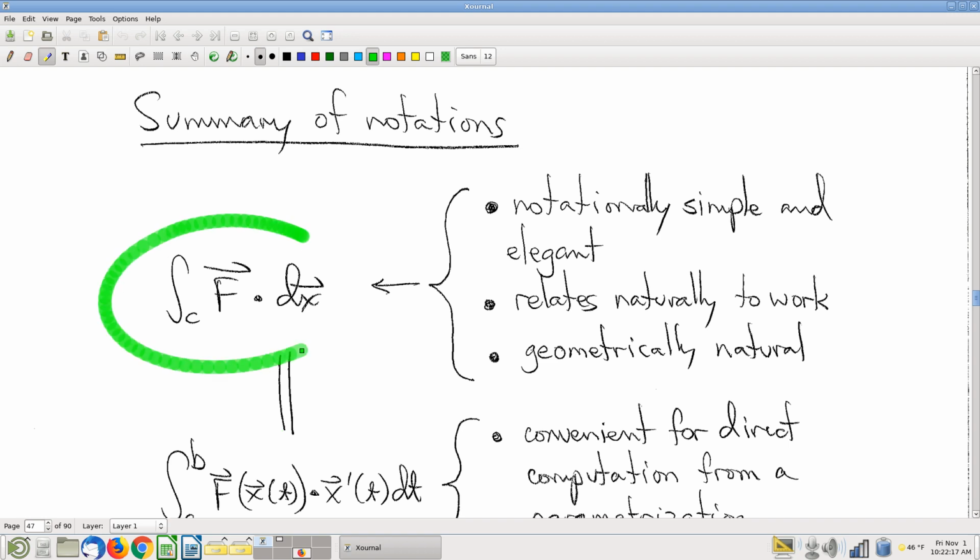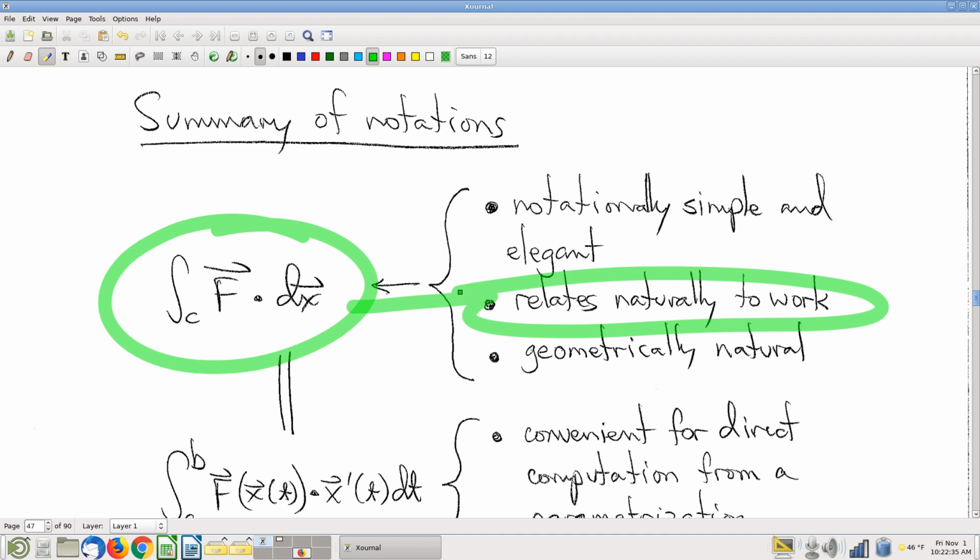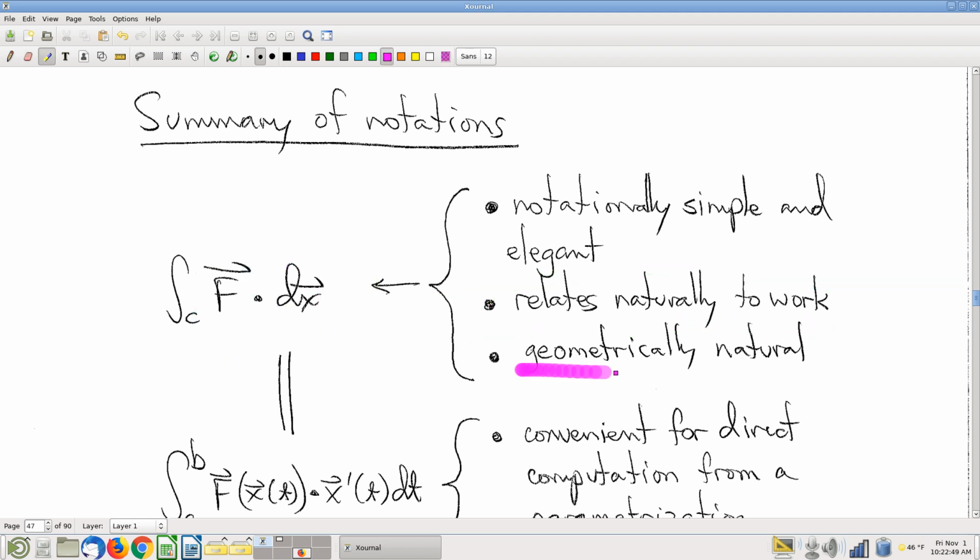Here's, I think, the best overall notation if you had to pick one for vector line integrals. It's simple to write down, requires less pencil lead than the other bits of notation we have to choose from. It very naturally connects to the idea of computing work. That's one of our big applications. Very natural in the sense of force dot displacement. You can see it right there, right? So that's nice.